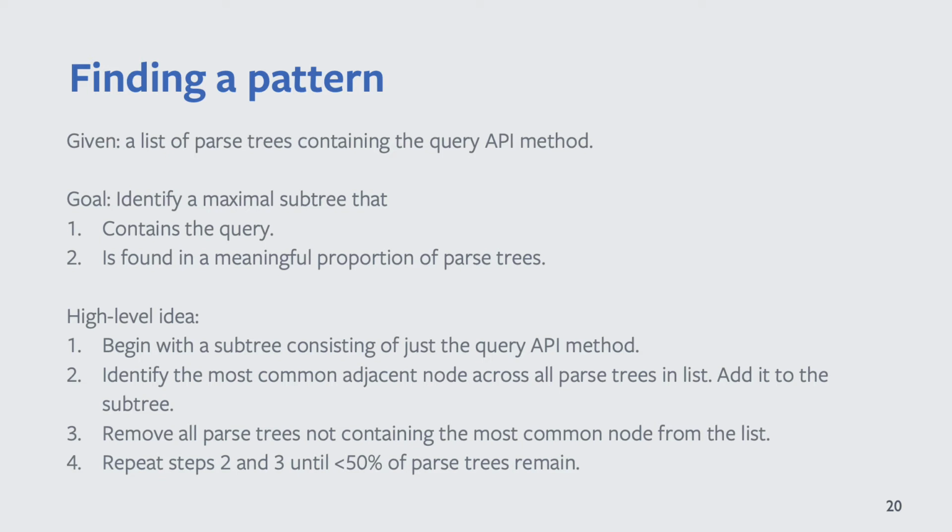We repeat this process until the number of remaining parse trees goes below a certain threshold. Let's say half the number of parse trees we started with. To illustrate how this algorithm works, I'll go through a step-by-step example.